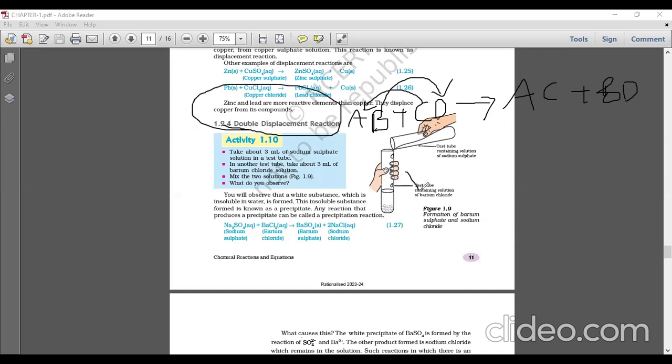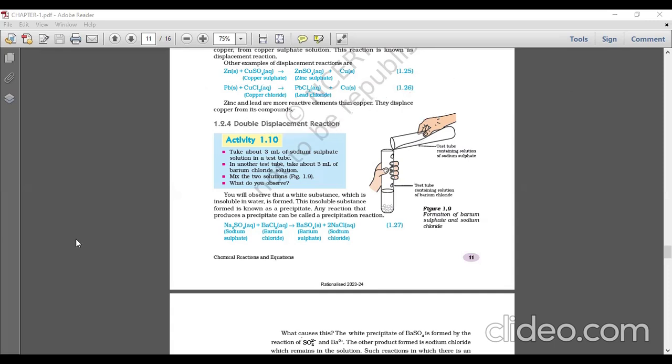So this activity also I have made the video, so you may watch the video which has been uploaded in the description. Okay. So what is this activity? Take about 3 ml of sodium sulfate solution. Sodium sulfate, so what is the formula? Na2SO4. Very, very important. You need to underline each and every formula and practice it.